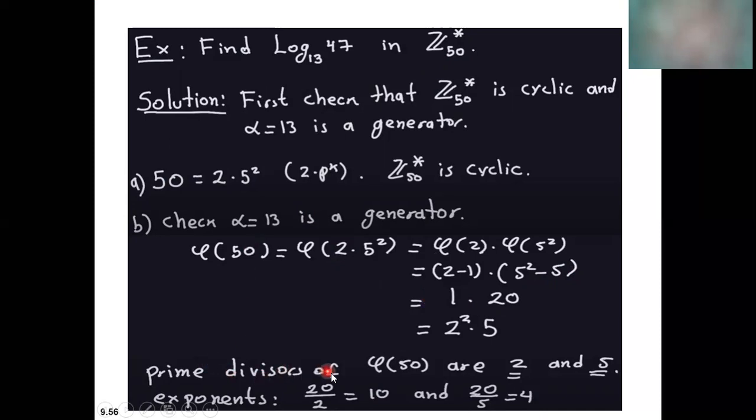So the prime divisors of phi of 50, which is 20, are 2 and 5. So it can be written as 2 raised to power 2 into 5. So 20 divided by 2 is 10, and 20 divided by 5 equals 4. Why am I calculating this? Because I have to check whether the elements of Z_50 static are generators or not. So, dear student, let me take it from the previous theorem.